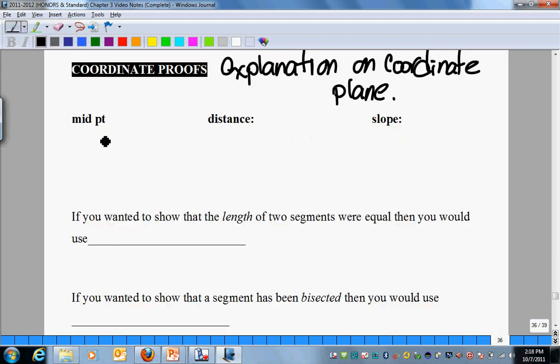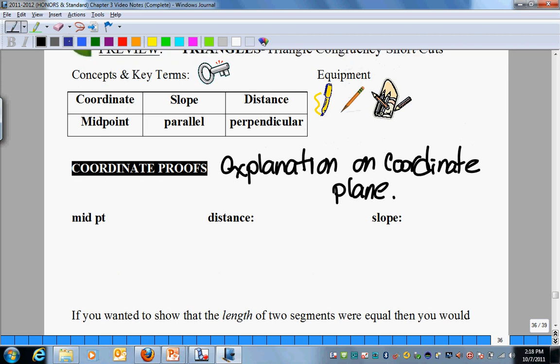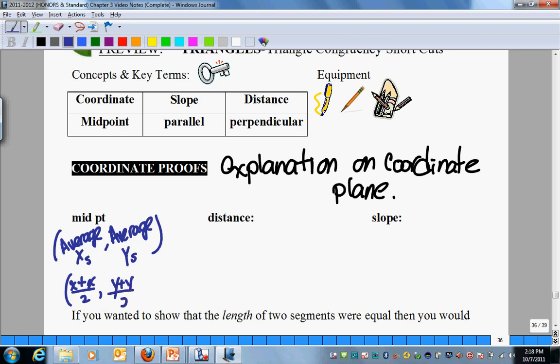So just as a quick review, how do you find the middle of anything? You average. So we're going to average the x's, average the y's. Another way to say this is x plus x over 2, y plus y over 2.